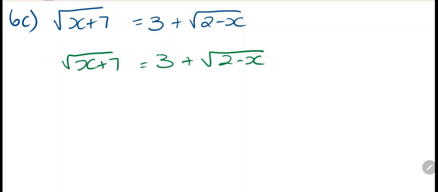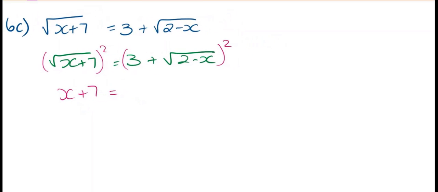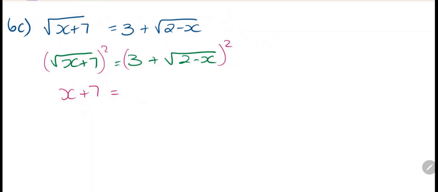So we're going to square both sides. What we're going to do is raise both sides to the power of 2. On the left hand side we will eliminate the radical, and then we're going to use FOIL to multiply out our brackets on the right hand side.